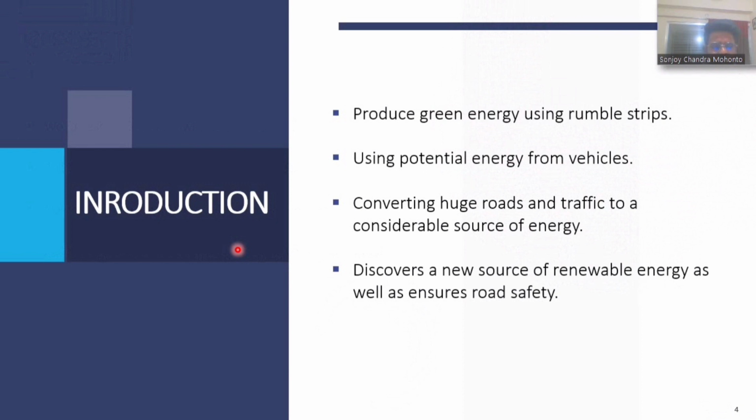The main objective of this research is to extract green energy using rumble strips. For this, we will use the potential energy from vehicles and convert it into electrical energy. We have a huge amount of roads and high frequency of traffic. So we can utilize rumble strips as a new source of energy.